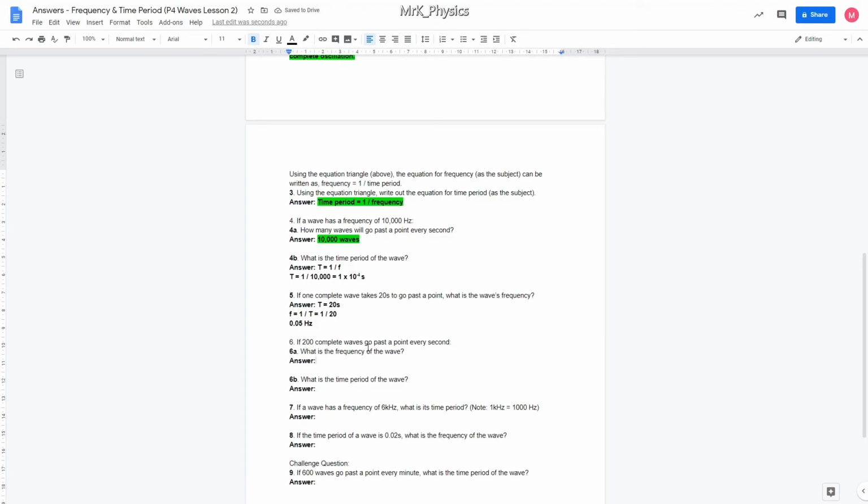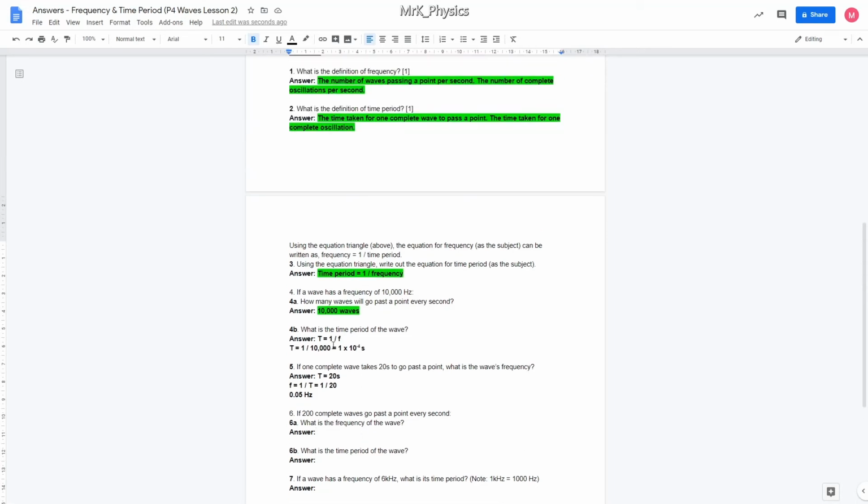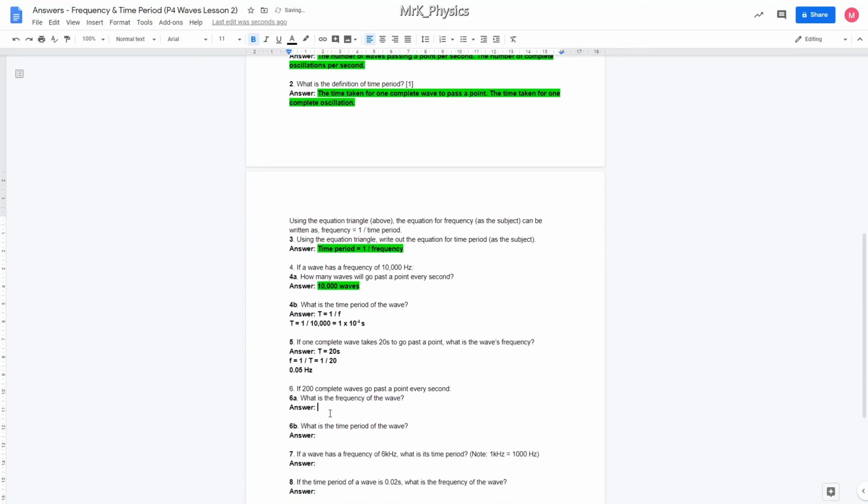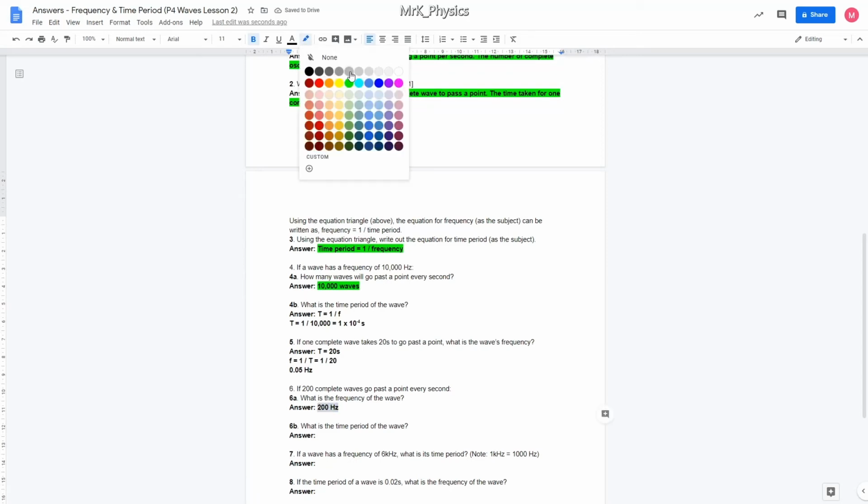If 200 complete waves go past a point every second, what's the frequency? Again, think back to that definition. Frequency is the number of waves passing a point per second. So we're told here then that the frequency is 200 Hz, no calculation required. Again, I'll make sure that I'm highlighting these as I go along.